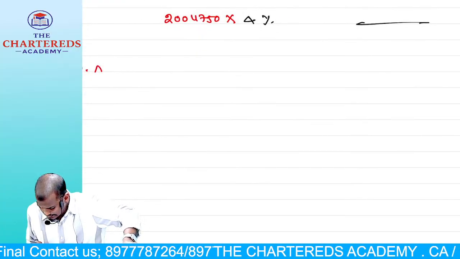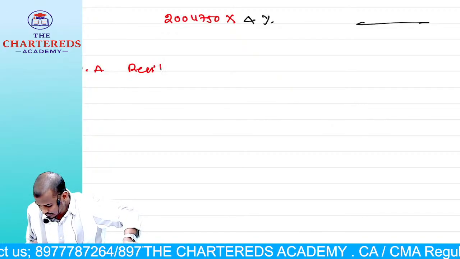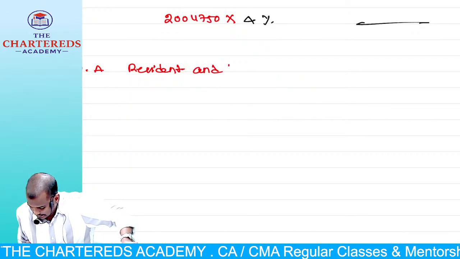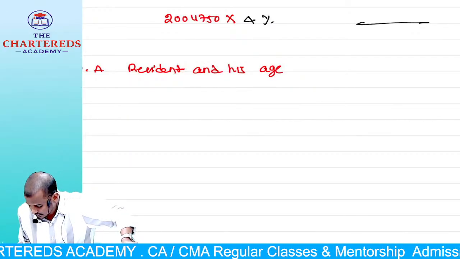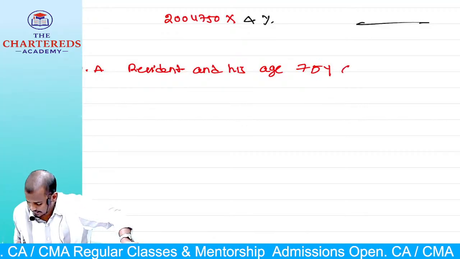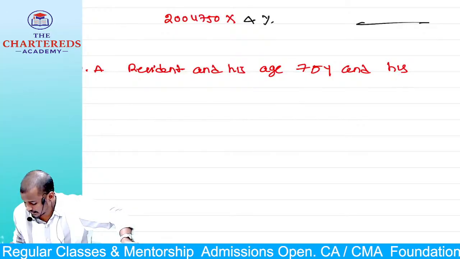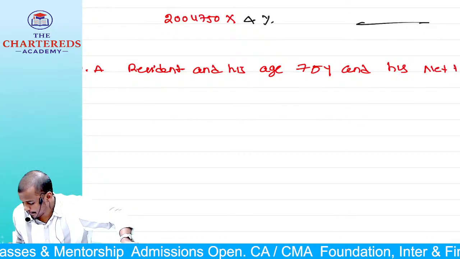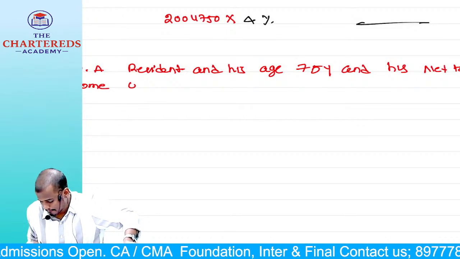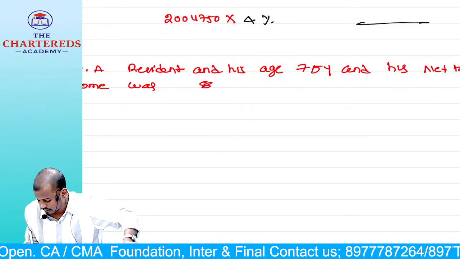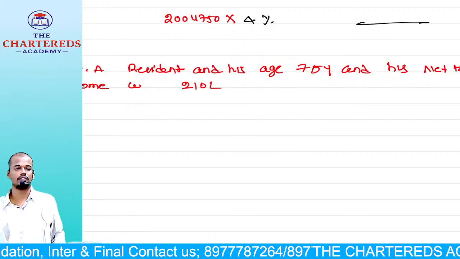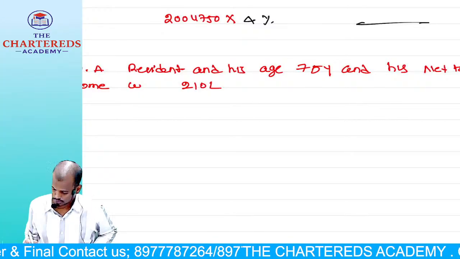Sir, Mr. A is a resident, and his age is 75 years. His net total income was 210 lakhs, that is 2 crores 10 lakhs.